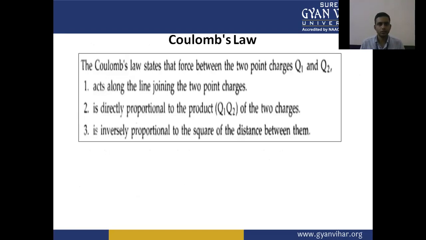Coulomb's law states that the force between two point charges Q1 and Q2 acts along the line joining the two point charges, is directly proportional to the product Q1 Q2 of the two charges, and is inversely proportional to the square of the distance between them.